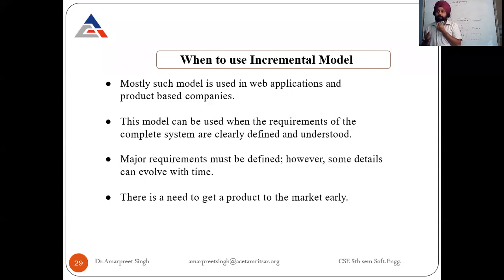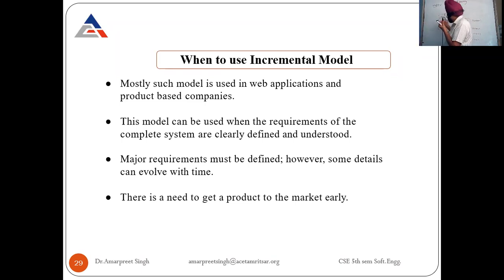So when to use this incremental model? Mostly such a model is used in web applications and product-based companies, where you release the first version of the product, then the second, and third, as I told you, like operating systems. This model can be used when the requirements of the complete system are clearly defined and understood. In the beginning you understand all the requirements, but at first you provide the basic requirements, then you add on features. Major requirements must be defined. However, some details can evolve with time.